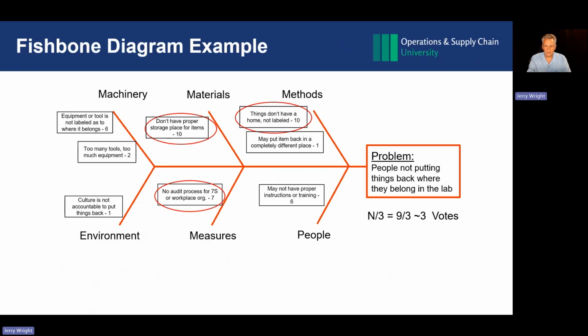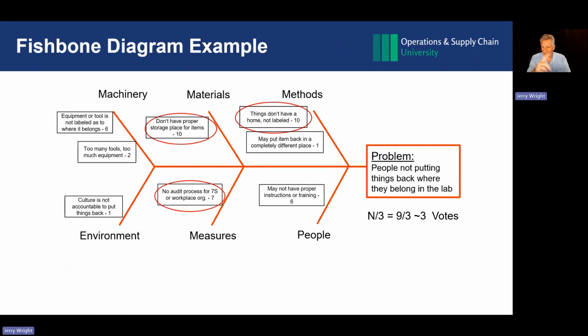If you notice all the different categories there, it looks like there's a total of roughly 8. So we said 8 divided by 3, it's roughly 3. And then we did the voting, and you can see on the voting, with the little numbers after each of the areas, that we don't have a proper storage place for items, and things don't have a home or they're not labeled were the most likely causes. And then down below it says there's no audit process for 7S or workplace organization. That was considered the secondary cause. So those are the ones they decided to work on.